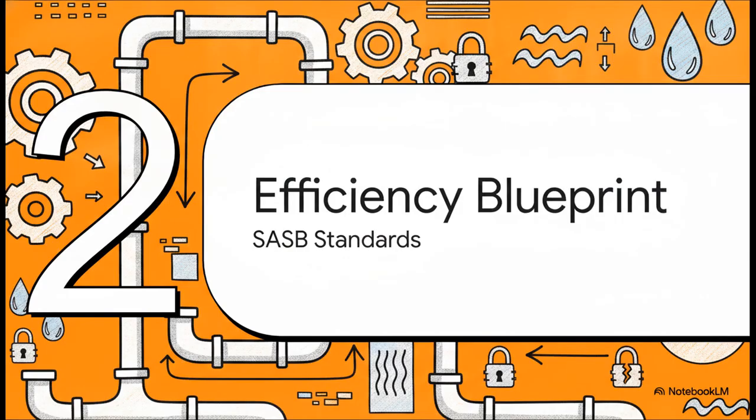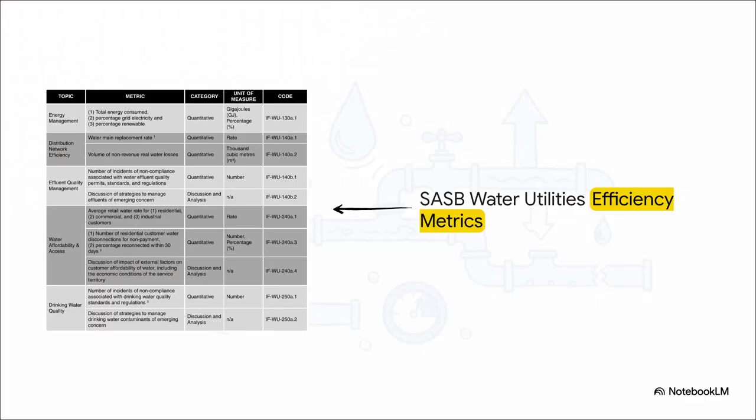go up. Which brings us to Section 2, the efficiency blueprint. Looking directly at the Sustainability Accounting Standards Board, or SASB framework, you can see exactly how the industry standardizes this issue. Under the distribution network efficiency topic, there are two specific quantitative metrics we need to look at. Today, we're going to focus laser-tight on calculating these two. IFWU 40A.1, which is the water main replacement rate, and IFWU 40A.2, the volume of non-revenue real water losses.